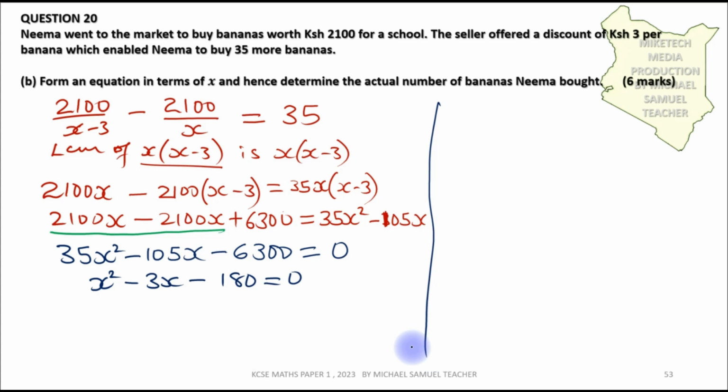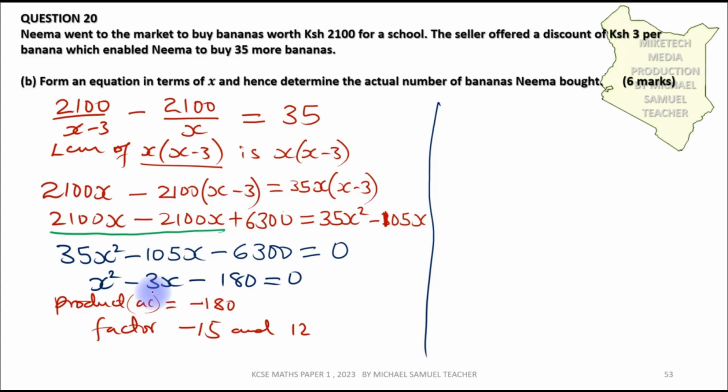So I need to solve for x, and I'm going to use the factorization method because it is easier to use. The product of AC is 1 times minus 180. So I look for factors of minus 180 such that when I add them I get minus 3. In that case the factors will be minus 15 and 12. If I add minus 15 plus 12, I get minus 3.